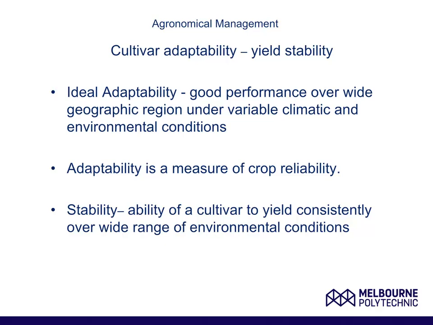What I mean by this is you'd be able to grow your crop anywhere, whether it be in the UK or in Australia or in America, and you would have the same yield. Adaptability is a measure of crop reliability. Ideally, a cultivar would yield well under both good and adverse conditions. The stability is the ability of a cultivar to yield consistently over a wide range of environmental conditions.